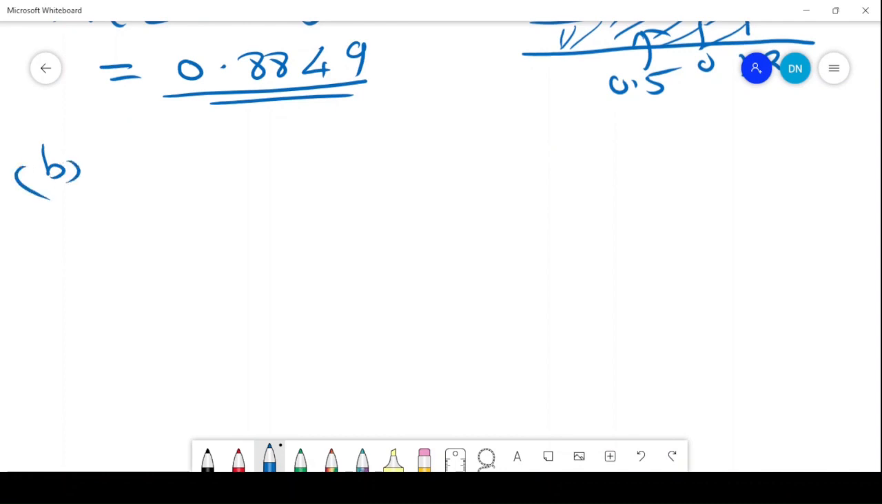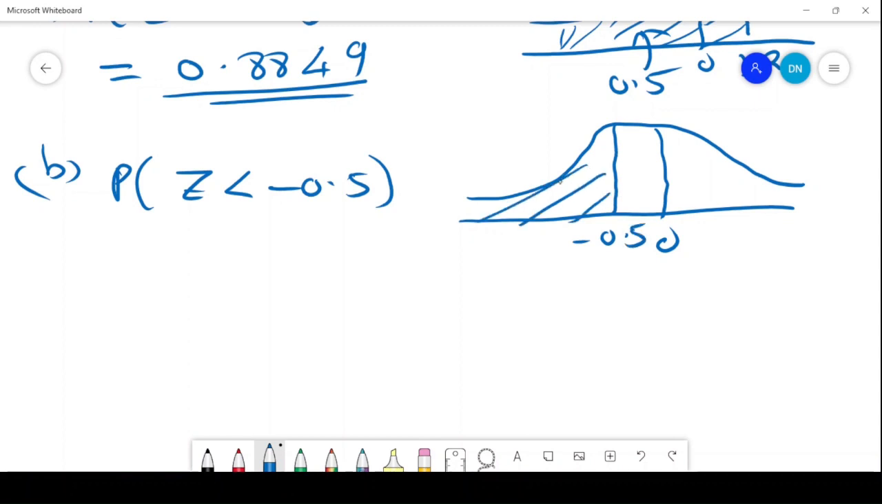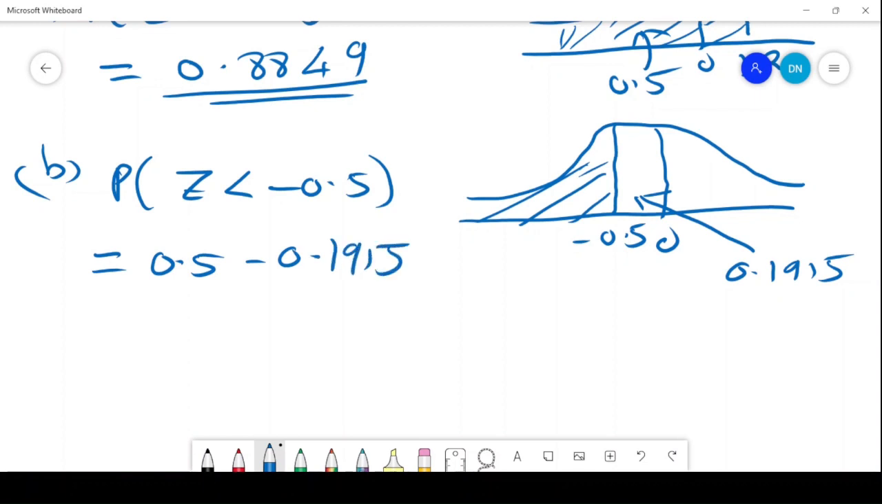Let me think of another example. We find the probability of z less than negative 0.5. Again, we make a sketch of what we need. I can put negative 0.5 there, and I need to find this area. I look for 0.5 in the table, which gives 0.1915, and therefore this will be 0.5 minus 0.1915, and that's the procedure. This will give me 0.3085. We could also get one more.